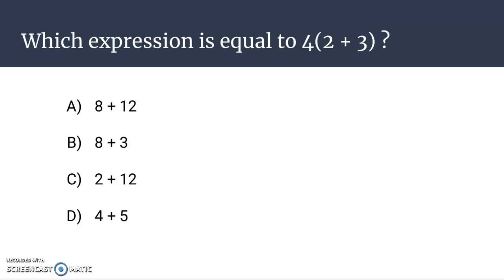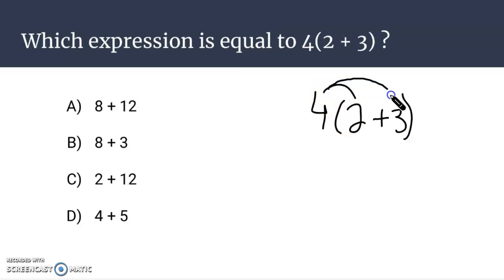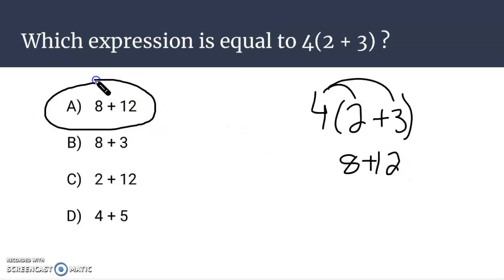Question: what expression is equal to 4 times (2 plus 3)? Well, quick way to solve this, let's get it rewritten here. We can distribute that 4 times 2 and 4 times 3 to give us 8 plus 12. And as you can see, the first one matches that perfectly.